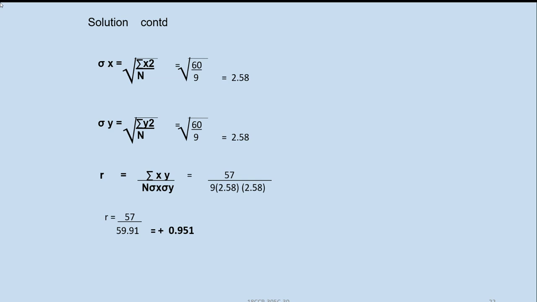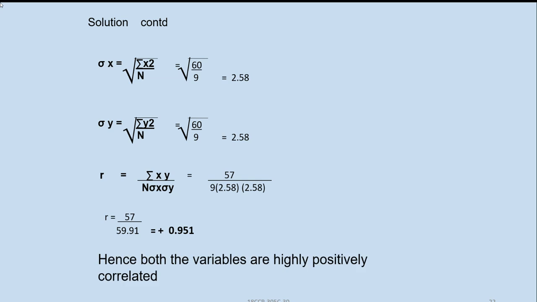So the correlation is between +1 and -1. That is 0.951. Because it is 0.951, we can understand that it is positive correlation and high correlation. Hence, both the variables are very highly positively correlated. That is the conclusion. This conclusion is very, very important for standard deviation, for correlation, for regression also. Conclusion is very, very important from the examination point of view.